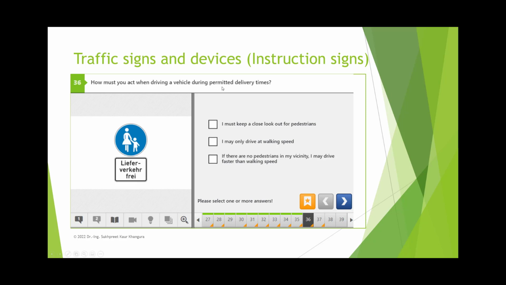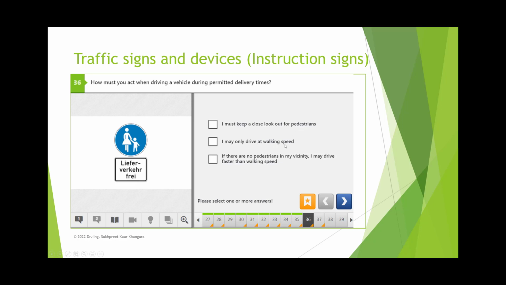How must you act when driving a vehicle during permitted delivery times? What does it mean? That there is a footpath and also the Lieferverkehr frei symbol. It means that a footpath can also be used by those persons who want to deliver goods. But the important thing is, how should you act when you want to drive a vehicle during these permitted delivery times and you want to use the footpath? I must keep a close lookout for pedestrians. This is the correct option. I only drive at a walking speed.